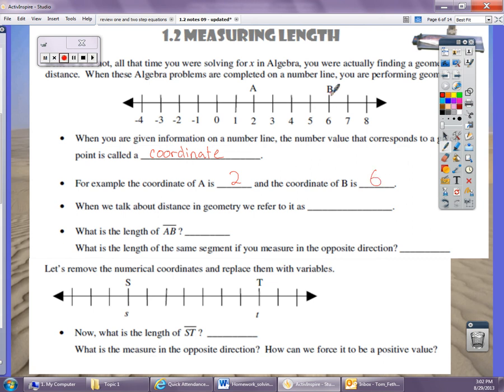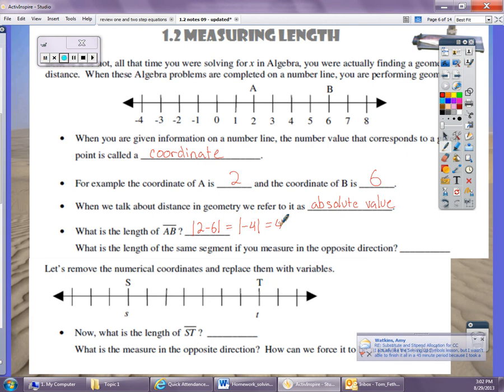When we talk about distance in geometry, we're really referring to absolute value. The length of segment AB, from A to B, we know it's 1, 2, 3, 4, so it's going to be 4 units long. We can say the absolute value of 2 minus 6, which is the absolute value of negative 4, which is 4. So it's 4 units long.